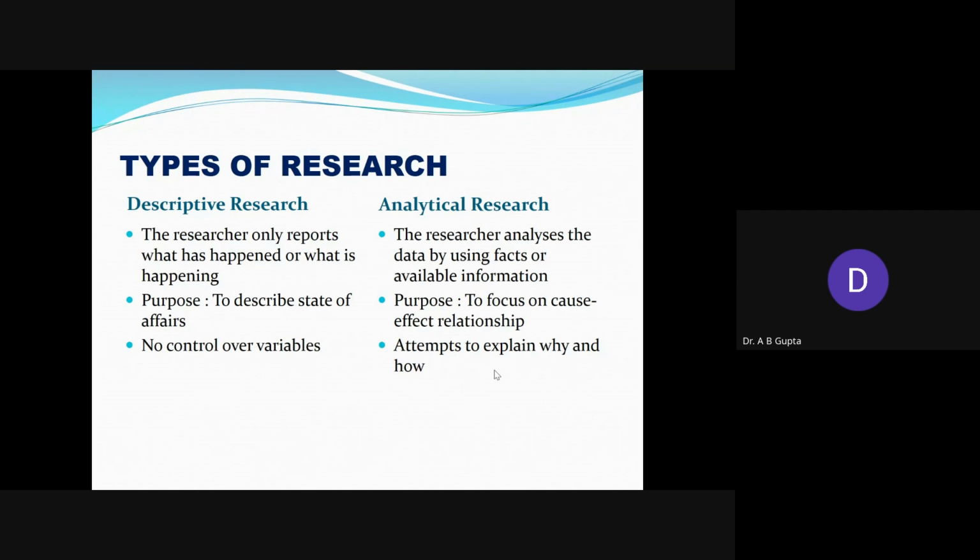Now, because here you are just reporting, you have no control over variables. You are not changing anything. Otherwise, researchers make a change in something and see the effect. But here in descriptive research, you do not have any control over any variable. You are simply reporting what is existing: the existing condition, existing characteristic, existing behavior. That is descriptive research.